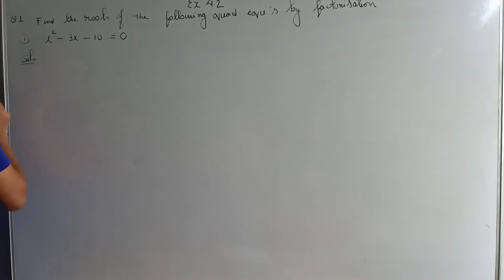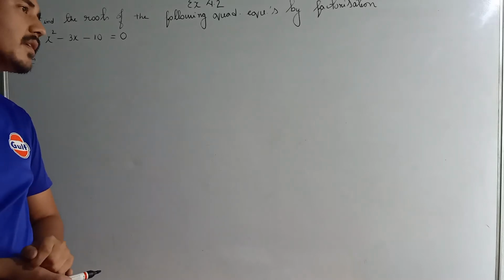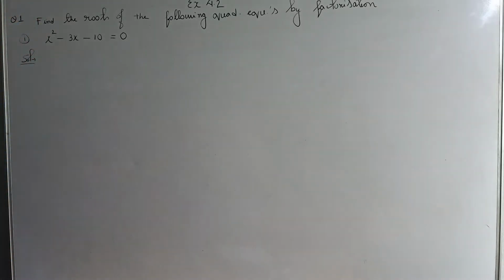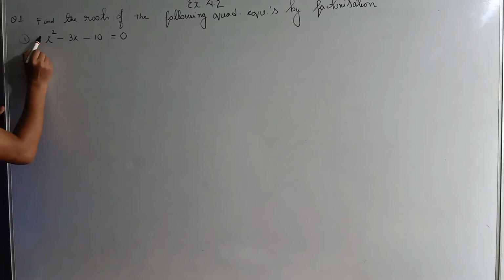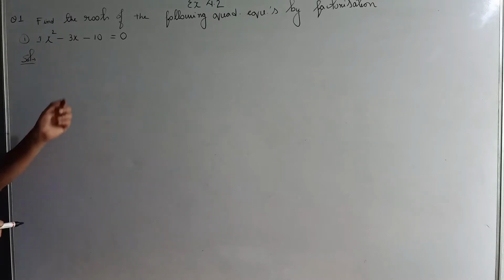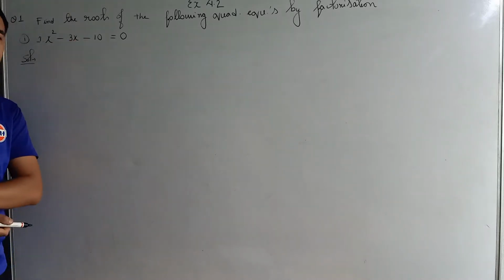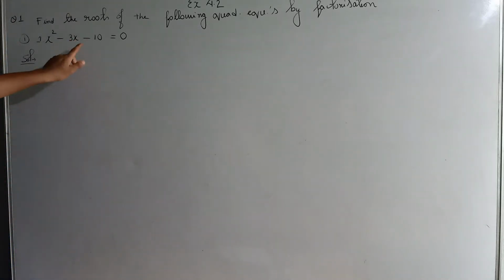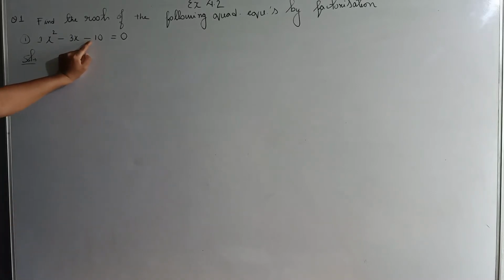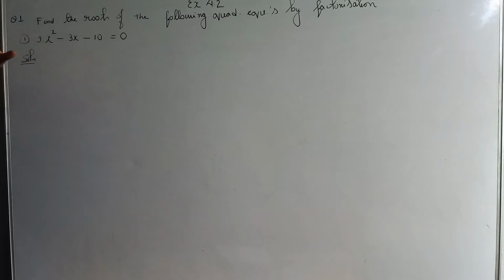Now let us solve this by factorization. Factorization, we can do it by the method of splitting the middle term. Very simple. Here the coefficient of x squared is 1. And here your constant term is minus 10. Forget about the sign here, and consider only the numerical value.